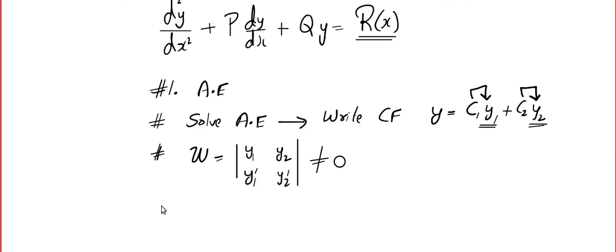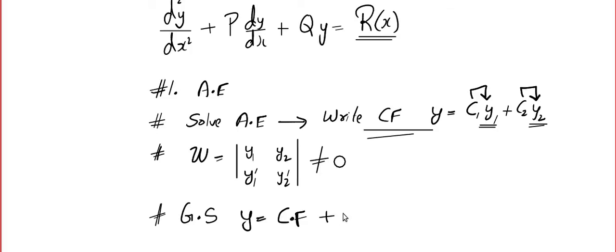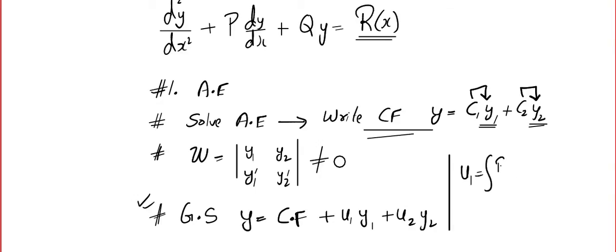Okay, now we write the general solution, that is y equal to the CF we already found, plus u1 y1 plus u2 y2. This is the general solution. And what do you call u1? U1 is actually the integral of r by W, the right side by W, W is our Wronskian, into y2 dx, and outside don't forget to put negative.